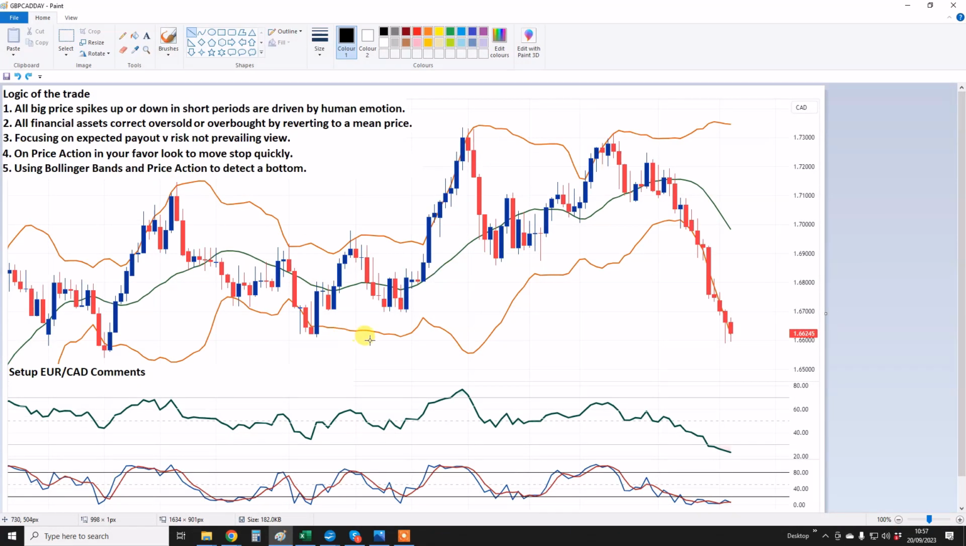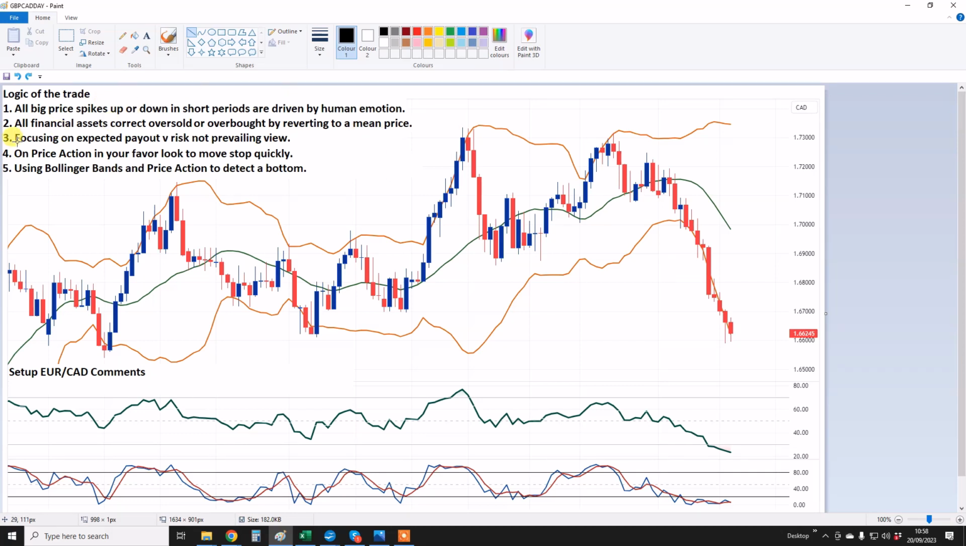All right, we're on GBP CAD, and just in terms of the logic of the trade, just very quickly, I'm sure regular viewers are familiar with it, but just in summary, all big price spikes up or down in short periods of time are driven by human emotion or sentiment. Okay, all financial assets will tend to overshoot. It's not just in Forex markets this occurs, and then you get a correction of oversold or overbought by reverting to a mean price. I'll go through what a mean price is in a moment. So yeah, you tend to see big price spikes and then some retracement.